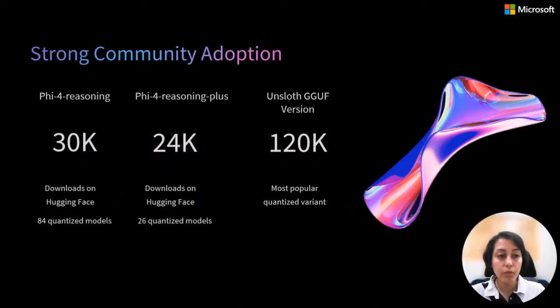And so far, we've seen really strong community adoption, with more than 30,000 downloads for FIFO reasoning on Hugging Face and 84 quantized models contributed by the community, and 24,000 downloads on FIFO Reasoning Plus with 26 quantized models. And the most popular quantized variant is the Unsloth GGUF version, which has 120,000 downloads so far.